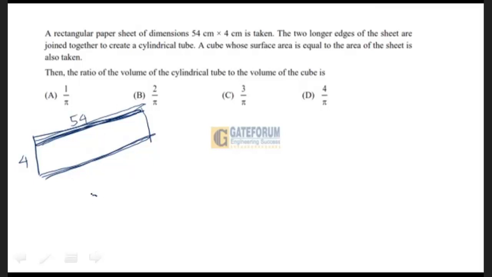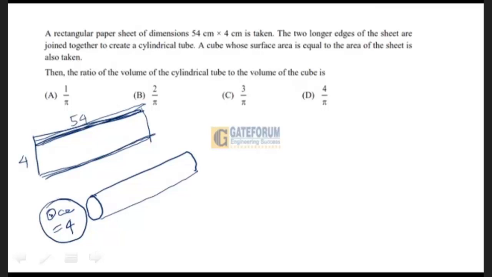Once the cylindrical tube has been formed, I can say that the circumference is equal to 4, and the length will still be 54. So what has been said? Join to form a cylindrical tube. A cube whose surface area is equal to the area of the sheet is also taken. What will be the ratio of the volume of the cylindrical tube to the volume of the cube?